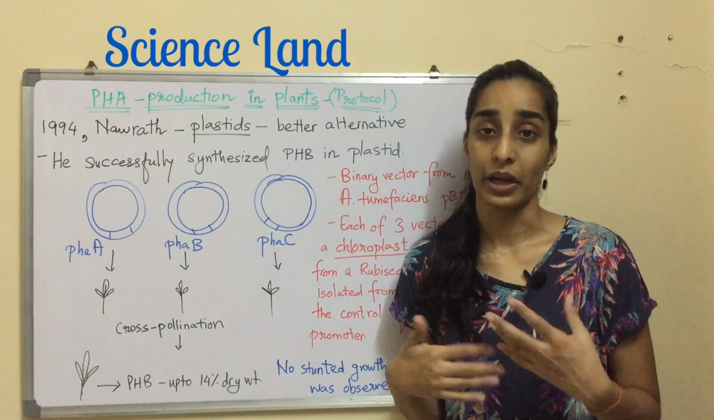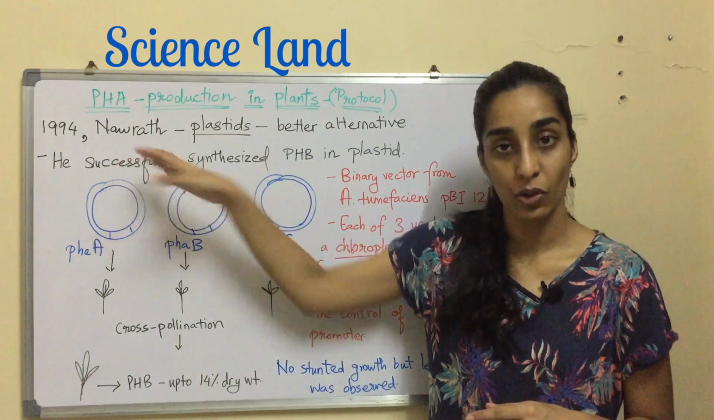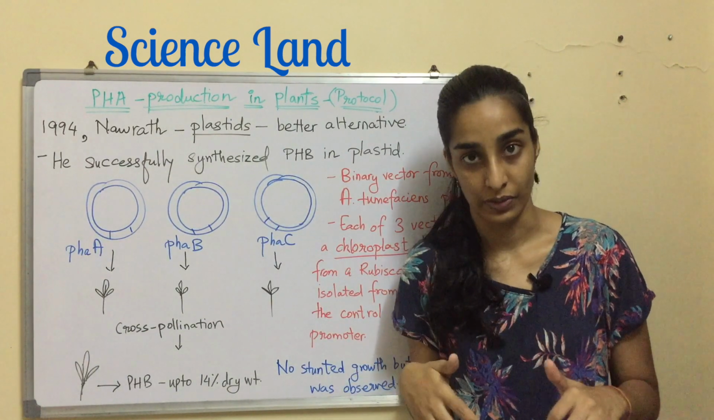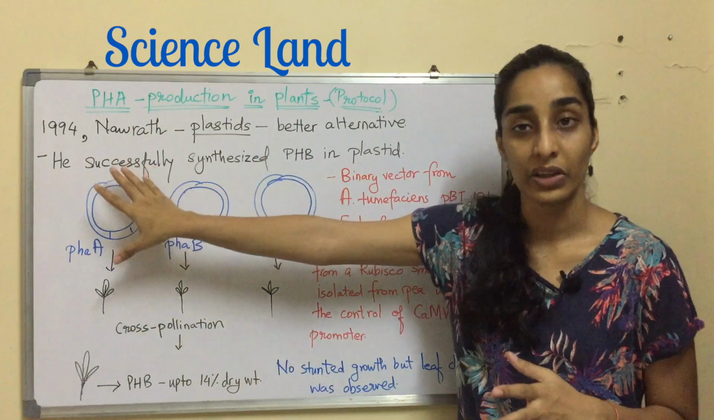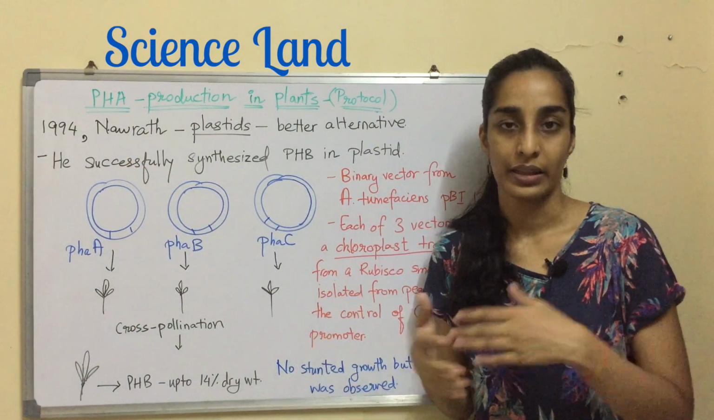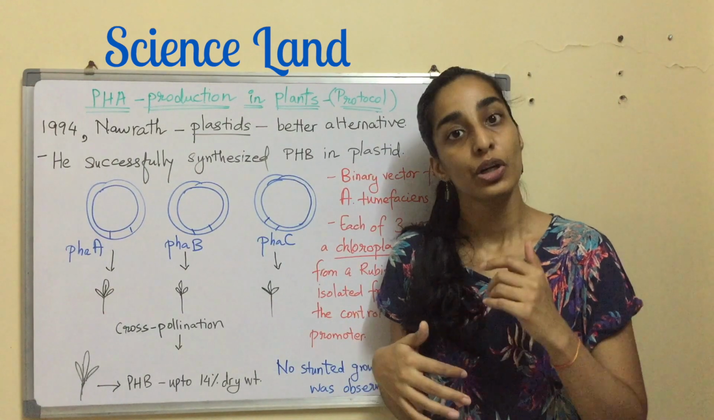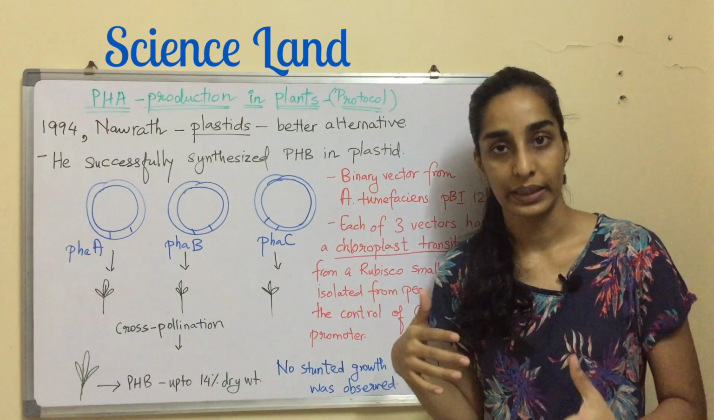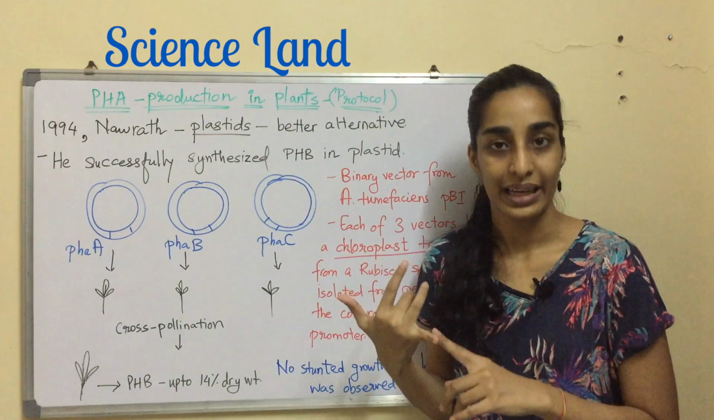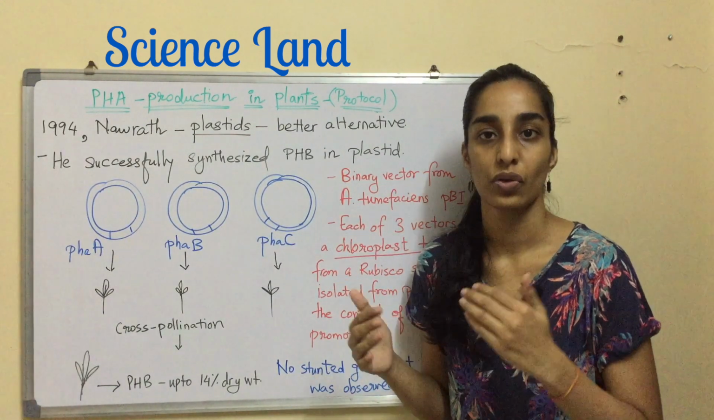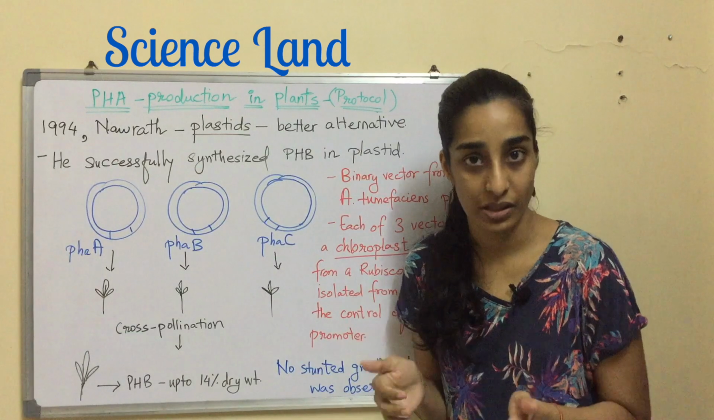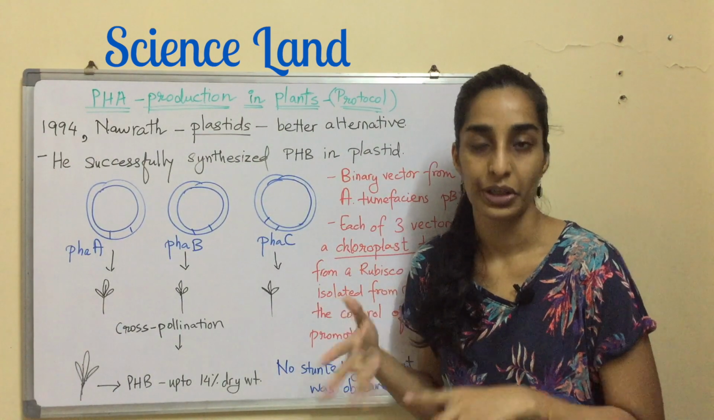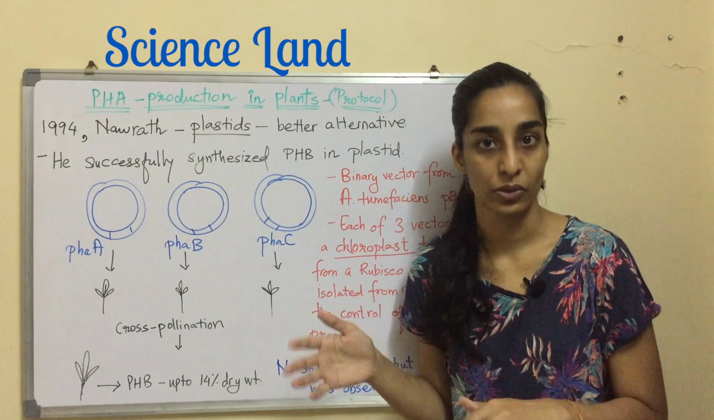Okay, so now let's talk about another protocol by Navrat, who tried to accumulate and produce a little more of PHB in plants. So he carried out this study in the year 1994. He suggested that plastids are a better alternative to produce the PHB. Now, why are they a better alternative? Because of the advantages the plastids provide. Like, plastids are double membrane structures, so the PHB which is produced is isolated, it would not leak out. Second, it naturally also stores starch molecules, lipid molecules, so it can easily store PHB.